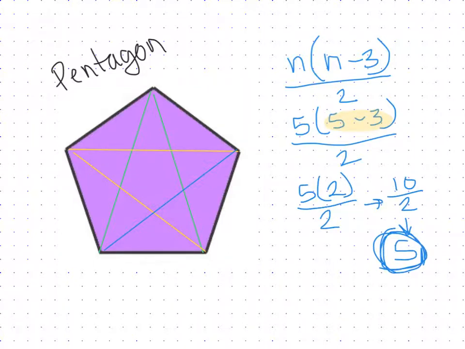I'll actually go highlight them. All right, so here's 1, 2, 3, 4, and 5. So while I was able to find them all individually without using the formula, the formula is a sure bet on how to find the number of diagonals.